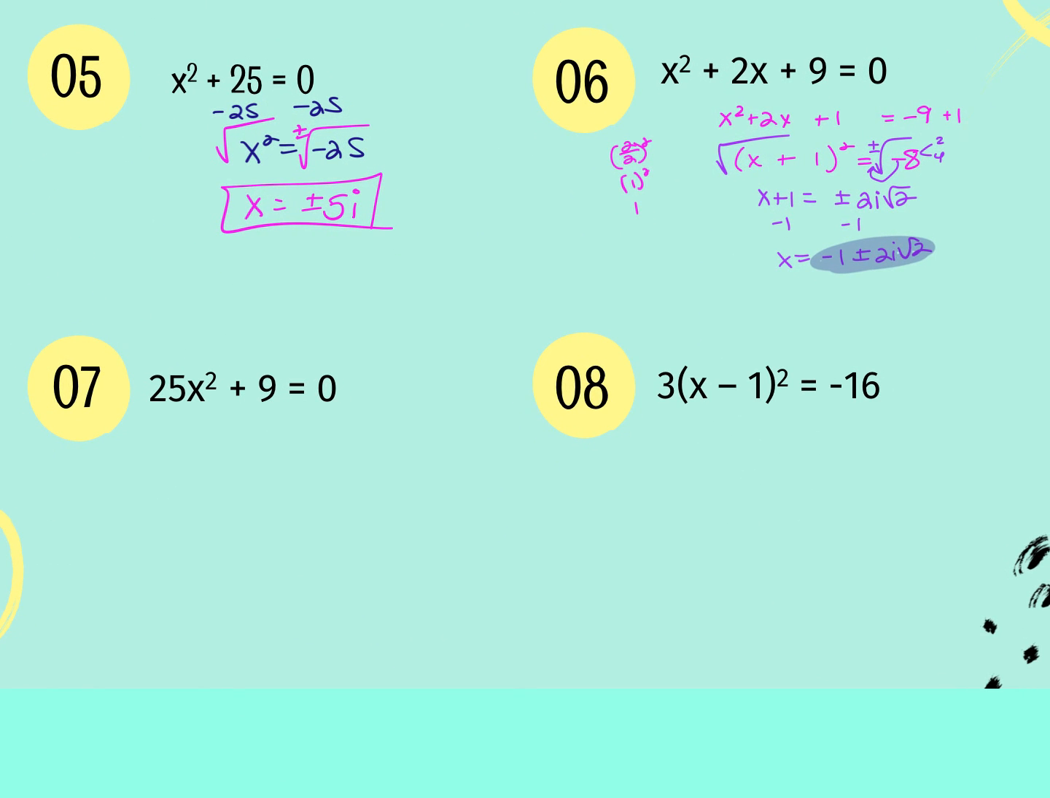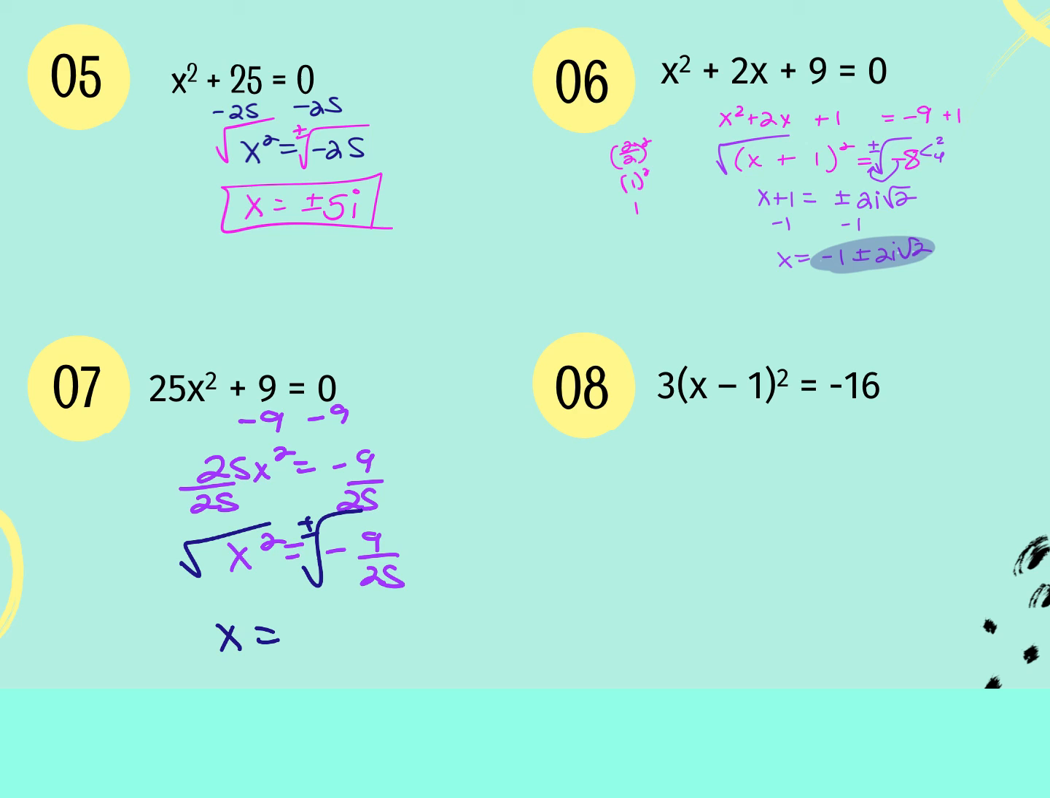Number 7, I would have done the square root. So I would have subtracted the 9, divided by 25, and I get x squared equals negative 9 over 25. Square root both sides. Plus and minus, and x equals plus and minus 3i over 5. The i could be at the front, the i could be at the outside, doesn't matter, as long as you've simplified it, and don't forget the i. Yeah? You could just square root from the 25x squared, right? You have to divide by 25. You mean after you move the 9, though? Yeah, that's fine.